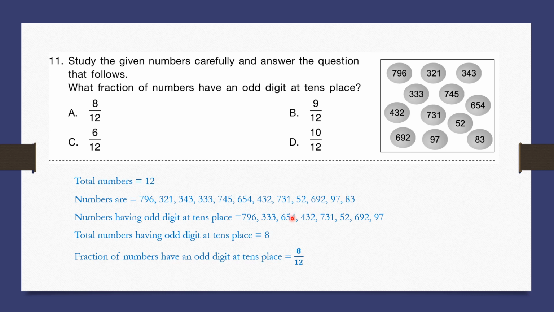So total numbers having an odd digit at tens place are 1, 2, 3, 4, 5, 6, 7, 8. So 8 by 12 is the fraction. So our answer is option A.